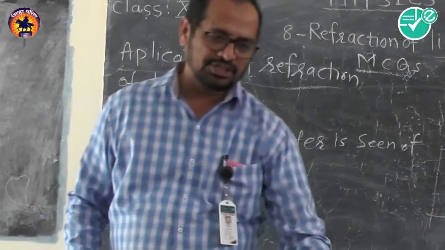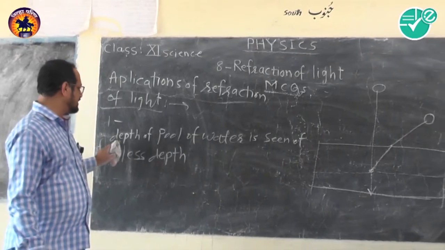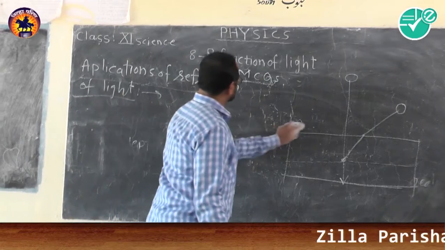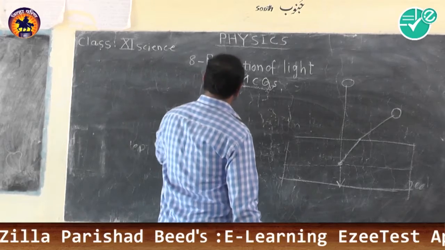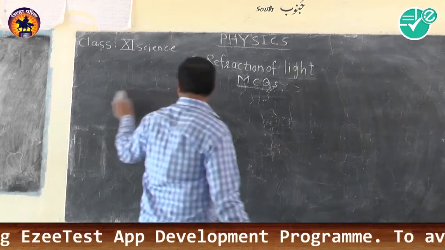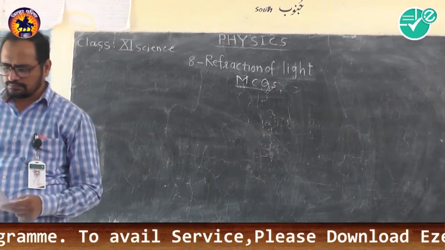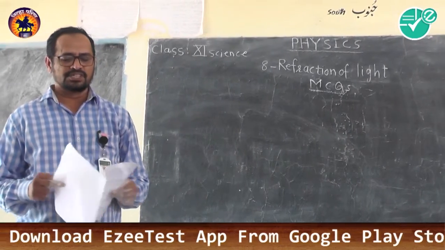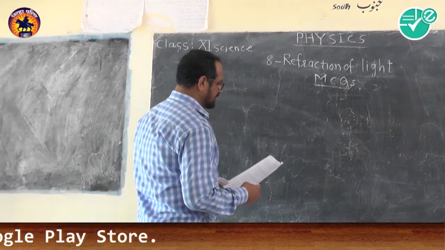Which one is the application of the refraction of light? There are four options given. Another example is the lemon, which is very famous in the refraction of light, etc. Now we will take one more example on refraction of light, on refractive index.